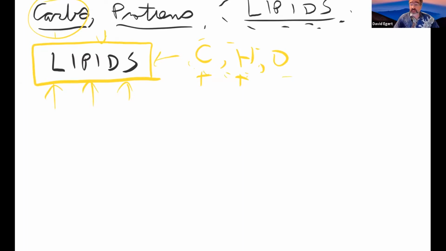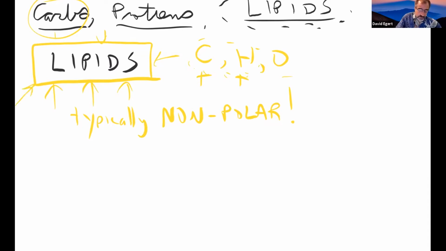The other big thing about lipids, or the main thing, if something is a lipid for the purposes of our class, is that these are typically non-polar. We're going to see some special versions, like the phospholipids, that have non-polar and polar qualities to them, amphipathic molecules. But in general, if you know something is a lipid, you can assume that it is non-polar.